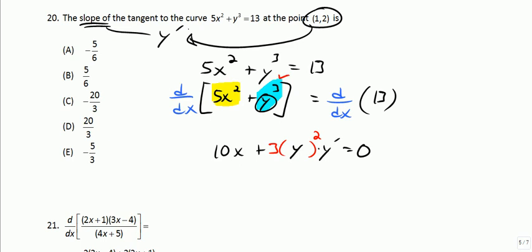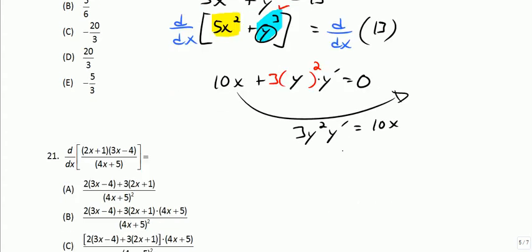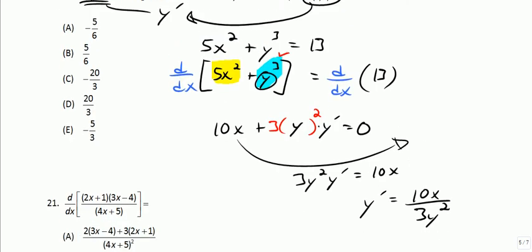So in the beginning I said find y prime, plug your point in. So you can solve this thing for y prime. So you move the 10x over. So you get 3y squared y prime equals minus 10x. Divide both sides by 3y squared and you get y prime equals negative 10x over 3y squared. So you got your slope finder.